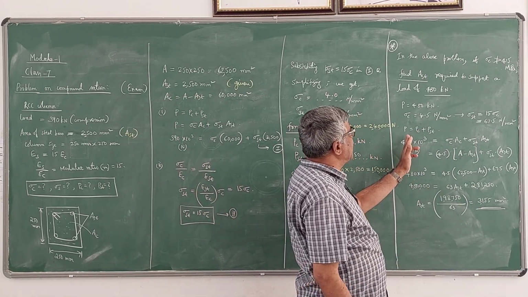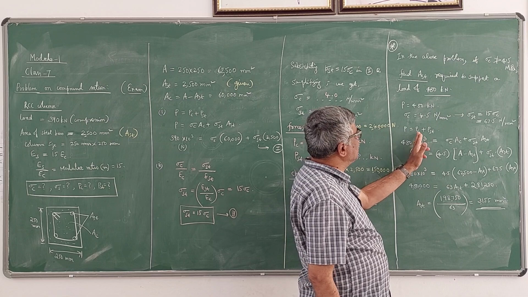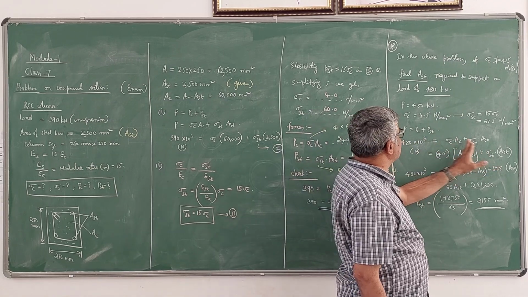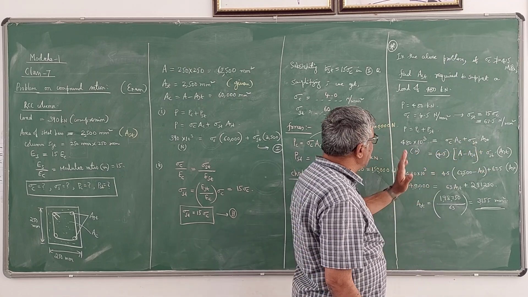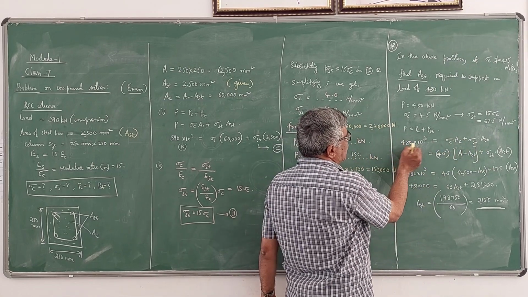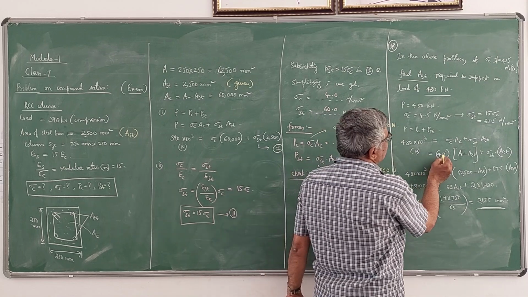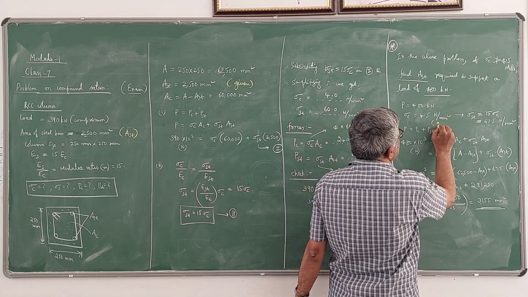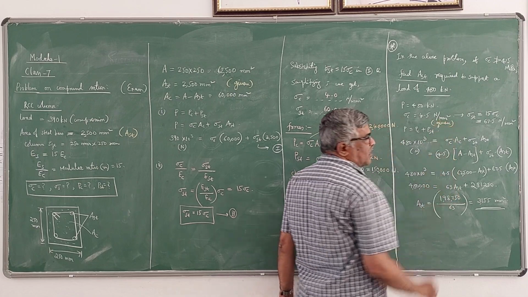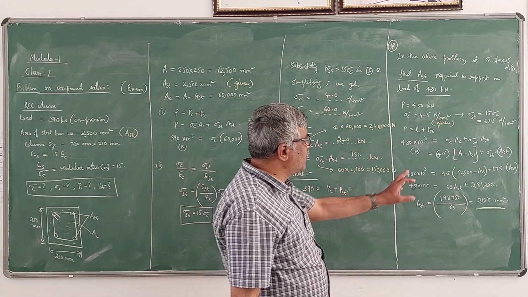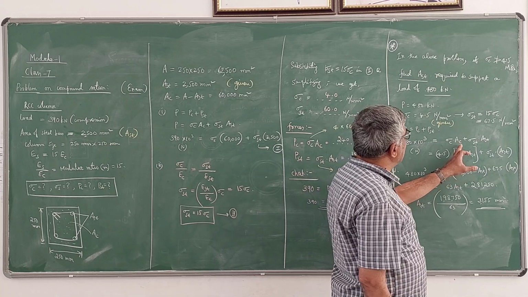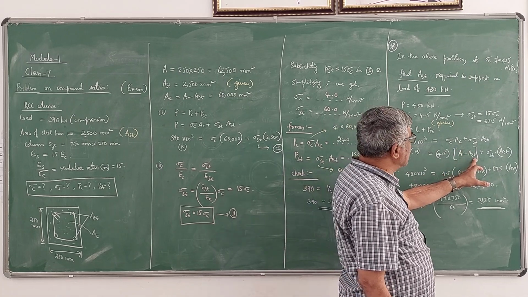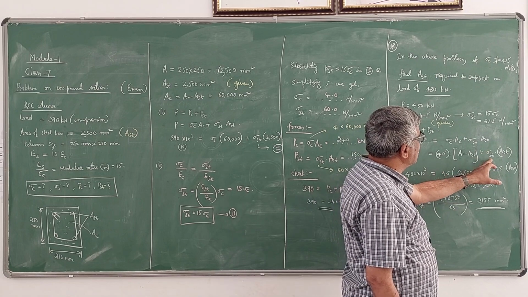So 480 into 10 power 3 is equal to sigma c AC, this value PC, plus sigma st AST, this value PST. Now here P is 480 into 10 power 3. This sigma c is 4.5, it is given in the problem. It is restricted, it should not exceed that value. Maximum value is 4.5. Then AC is nothing but A minus AST, so A minus AST plus sigma st into AST.